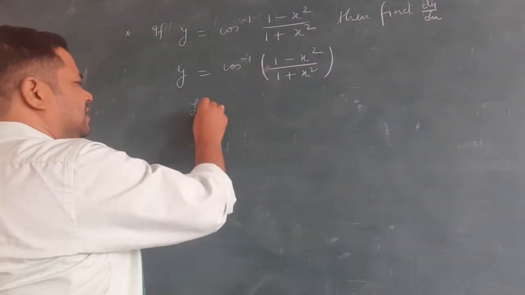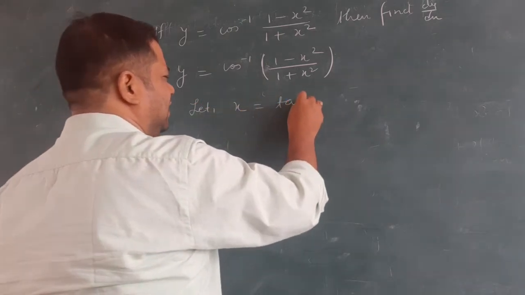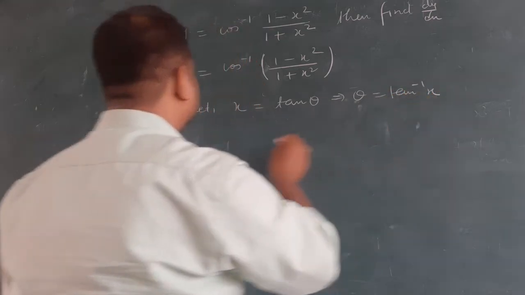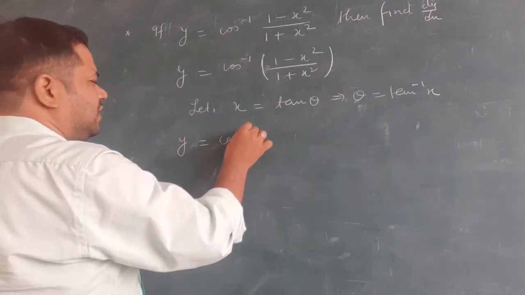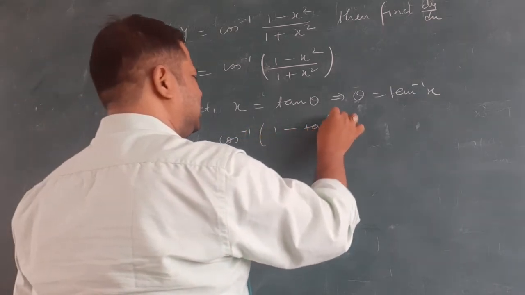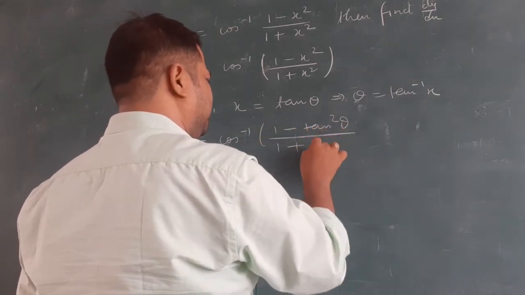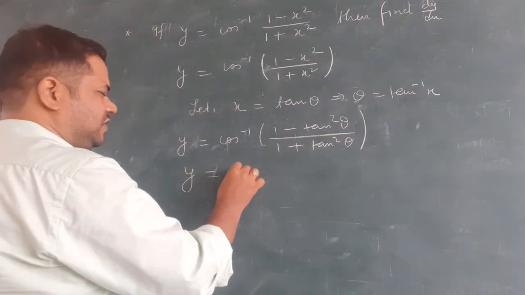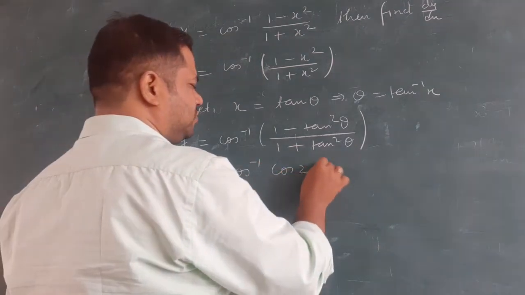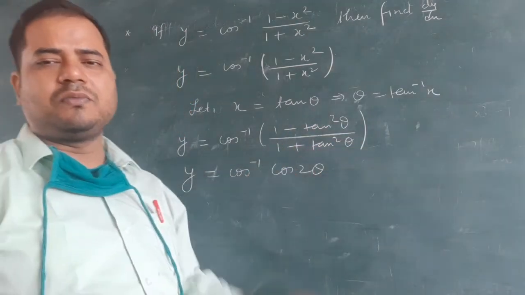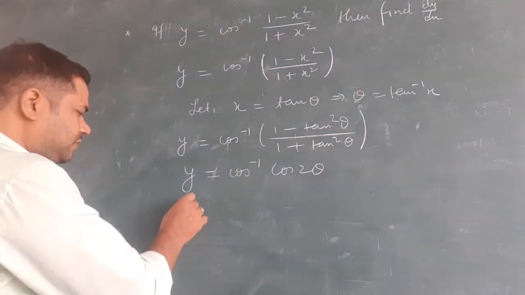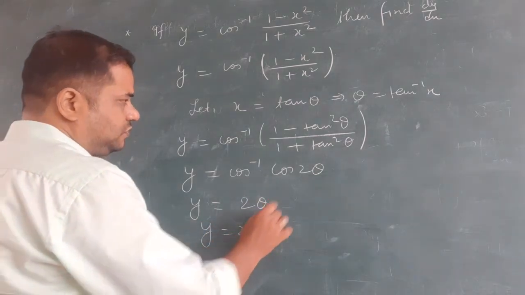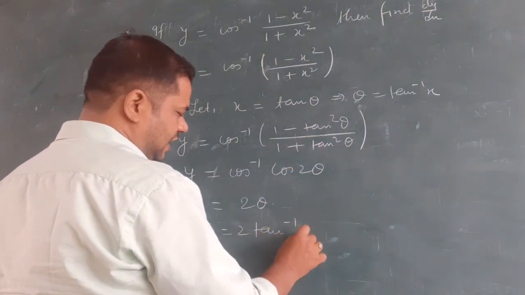Let x is equals to tan theta, then theta is equals to tan inverse of x. Now y is nothing but cos inverse of 1 minus tan square theta divided by 1 plus tan square theta, and you know very well this is y is equals to cos inverse cos 2 theta, because this is the formula for cos 2 theta. Now this is y is equals to 2 theta, and theta is nothing but tan inverse of x.